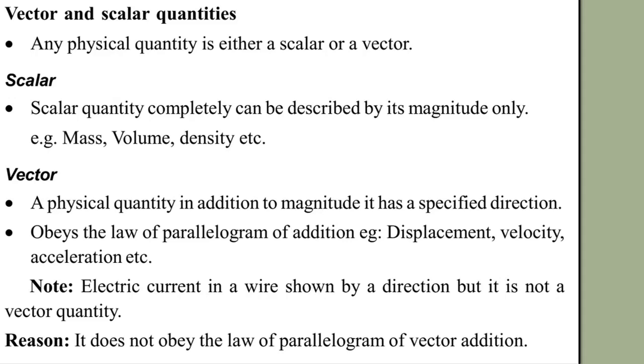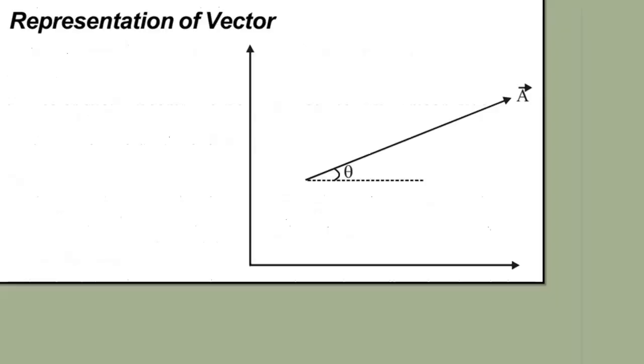Note, electric current in a wire is shown by direction, but it is not a vector quantity. The reason is that it does not obey the law of parallelogram of vector addition. A quantity which obeys the law of parallelogram of addition is called a vector. What is this law? We'll see later on.